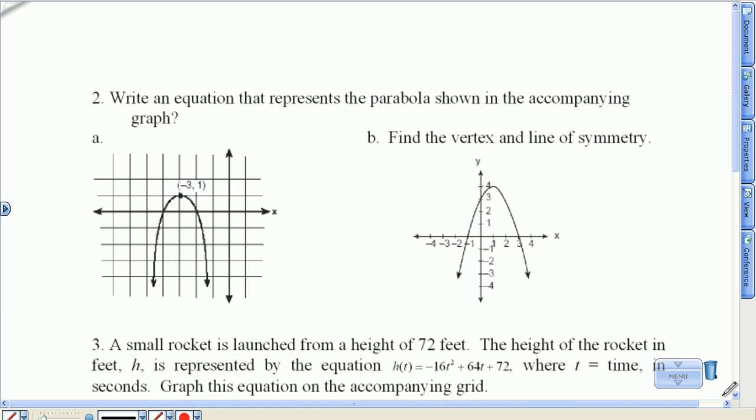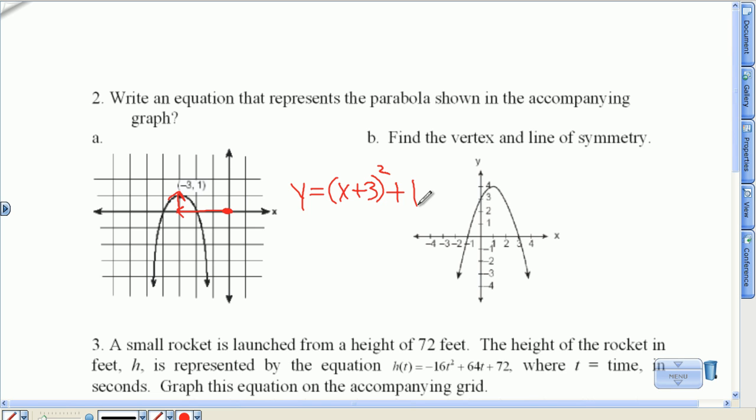Alright, moving on. Write an equation that represents the parabola shown in the accompanying graph. Well, you will notice that the origin is right here. So this has been moved 3 units to the left, and we know to move 3 units to the left we do (x + 3) squared. It has also been moved up 1 unit, so we put plus 1 on the end, and that is how boringly easy it is to do that. You just have to know the rules. To the left is plus inside the parentheses, and up is plus at the end.